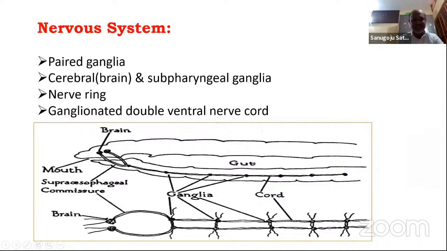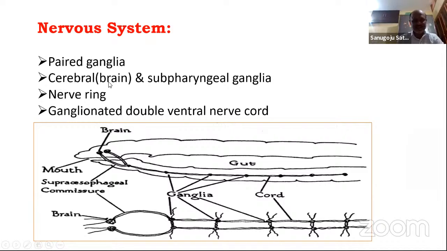Paired ganglia are present. Ganglia are nothing but junctions of nerves. Just like here, junctions of nerves. Nerve cells are fused to form a junction, and that junction is called a ganglion. Ganglion is singular; ganglia are plural.